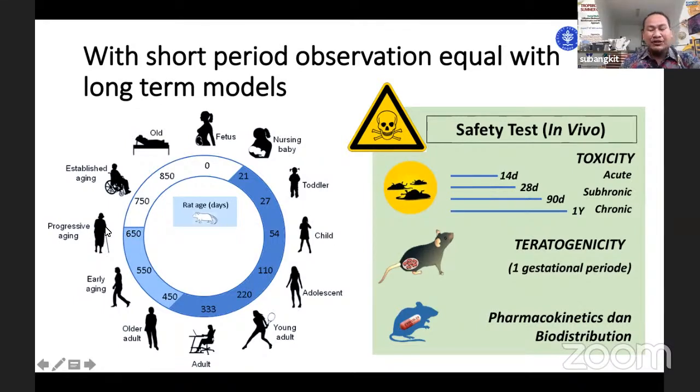We only need until 600 days to get the progressive aging condition. So even if we make the toxicity test for a short, medium, or long period, we can make the model for the whole life condition in humans. In acute toxicity tests, subchronic tests in 28 days or 90 days, teratogenicity in the gestational period, and also pharmacokinetics or biodistribution, in a short period we can assume the long period in humans. That's why the rodent is very popular for animal experiments.